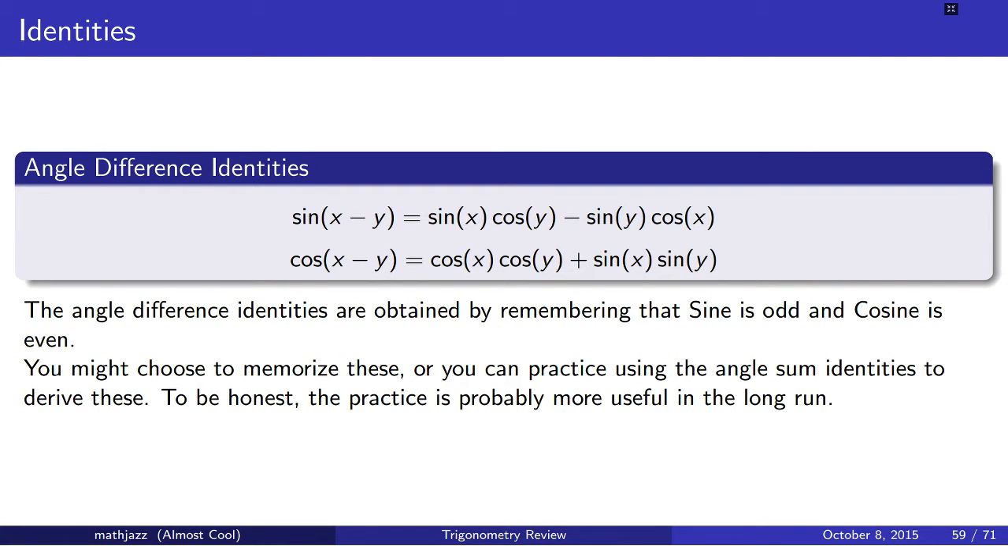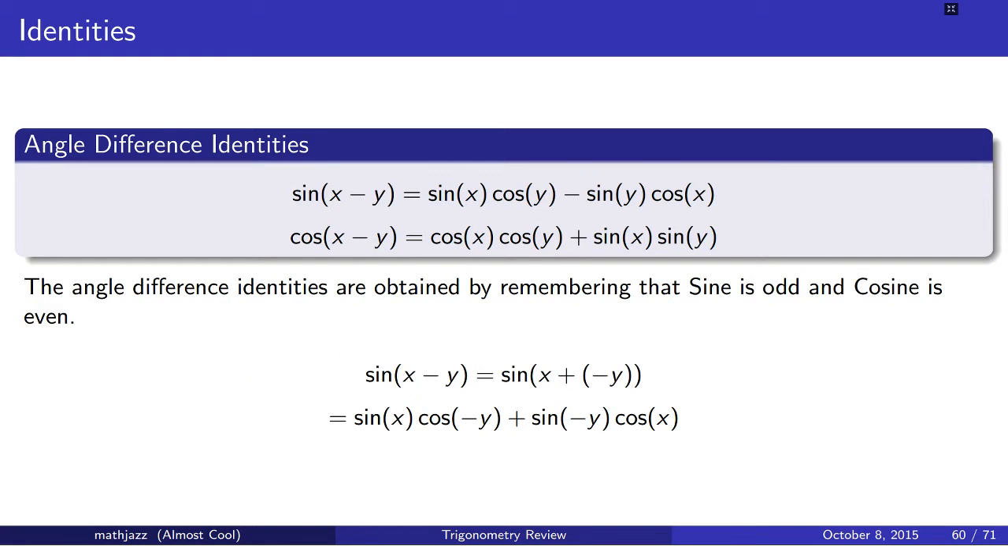However, you should see at least how to derive the angle difference identities from the angle sum identities. It's good practice, and it'll help you feel more comfortable in deriving identities from other identities. So we're going to find the angle difference identity for sine, and key to this is we're going to remember that sine is an odd function and cosine is an even function.